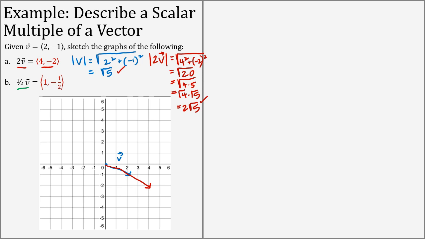So that's going to put me at the new position vector, starting at the origin, going to the right one, and then going down half. So it's just half as long, isn't it? Okay, let's look at some more examples.